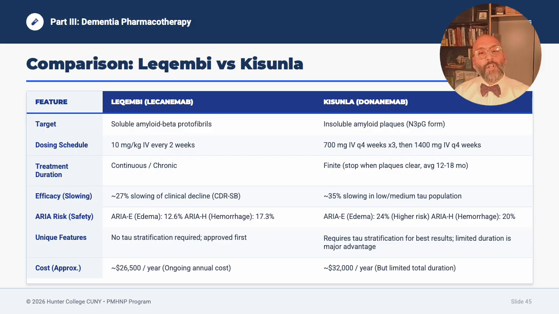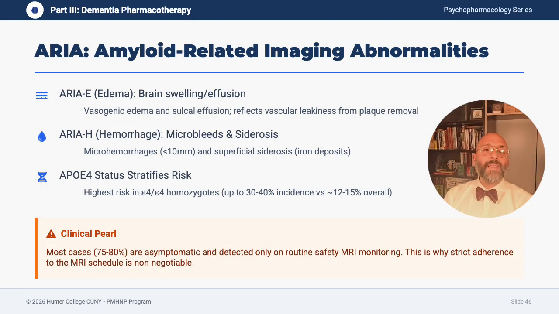Leqembi is steadier, lower risk chronic therapy. Kisunla is more aggressive finite therapy with higher monitoring demands. So something to consider. So what is ARIA? This is the central safety issue with both of those medications, the anti-amyloid monoclonal antibodies. So there are two forms.